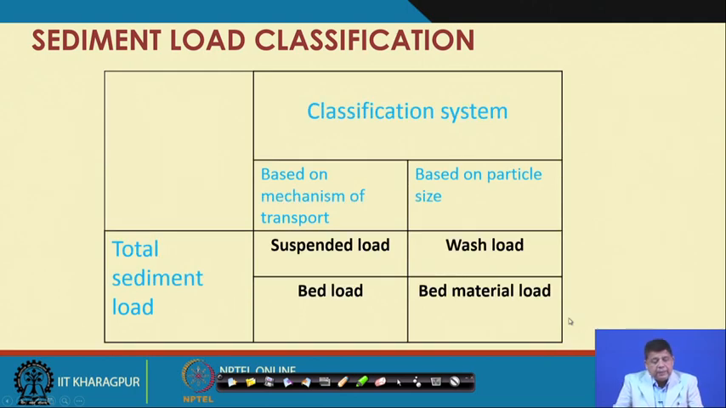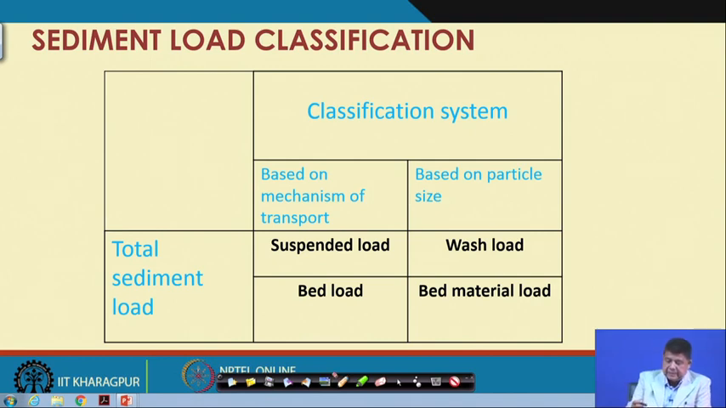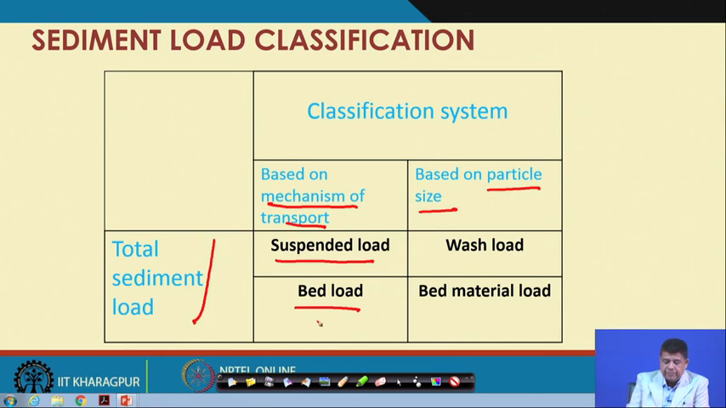Then we come to the sediment load classification. The sediment is classified in two different ways, that is based on transport mechanism and based on the particle size. And total sediment load, in both classifications, has two components. If we talk about the classification based on transport mechanism, then we call it suspended load and bed load, that is, the heavier, larger particles are referred to as bed load, and those lighter particles which are transported in suspended form are referred to as suspended load.